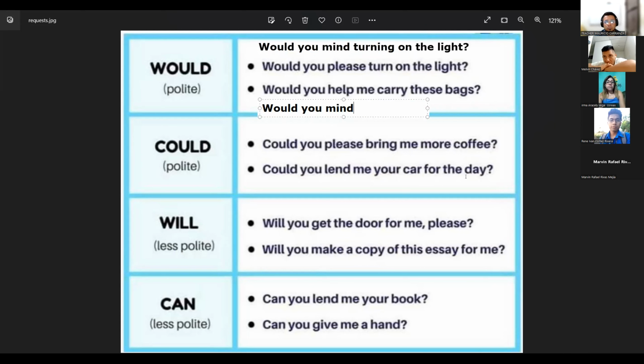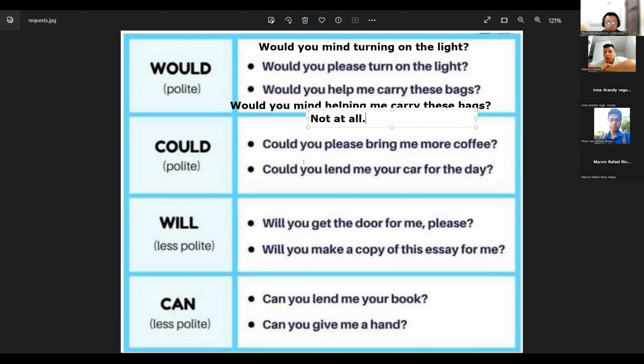Adding, teacher, help to the verb. Helping. Just like that, right? Es como, ¿te importaría cargar estas bolsas por mí? Y usted responde, not at all. No, no hay problema. Yo lo hago. Not at all. Got it? It's clear?